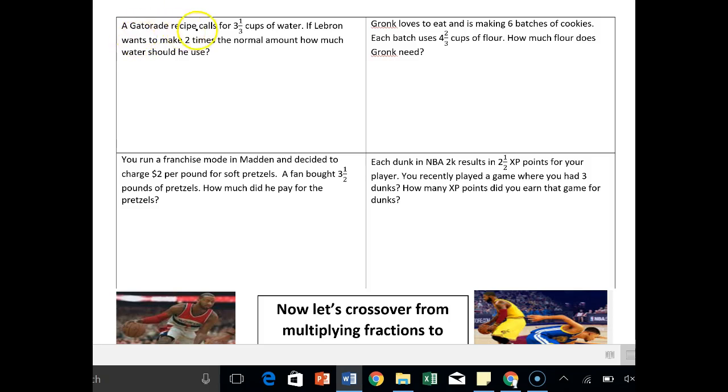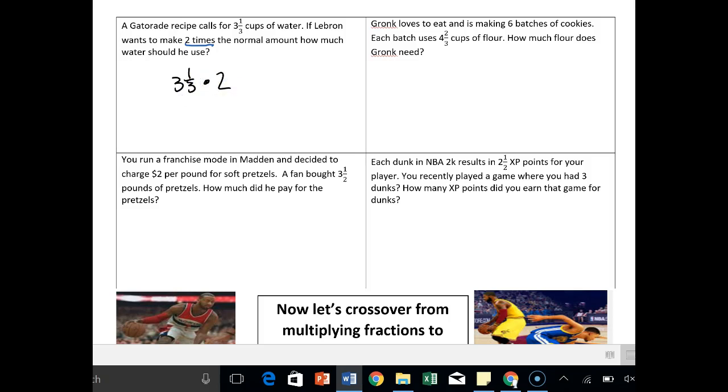So this first problem: a Gatorade recipe calls for 3 1/3 cups of water. But if LeBron wants to make 2 times the normal amount, how much water should he use? Obviously 2 times something kind of gives away what operation you're using. You're using 3 1/3 times 2. He wants to make double the recipe, right?